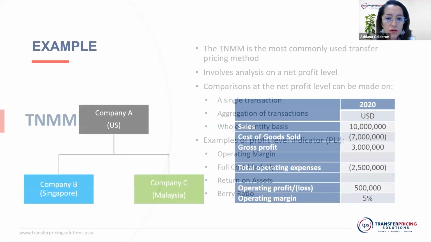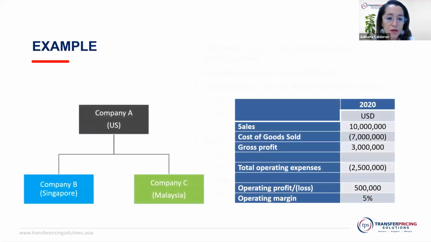So when it comes to the transactional net margin method, we always think about distributor services, because it's the type of methodology that is used the most to test distributors or service providers. In this case, we have a company A, a company B, and a company C. Company A is a manufacturer of luxury or beauty products, and sets up distributors in Singapore and Malaysia, company B and company C.